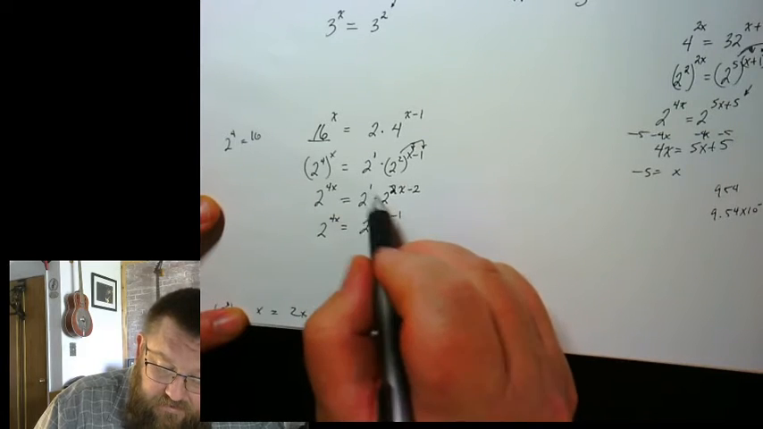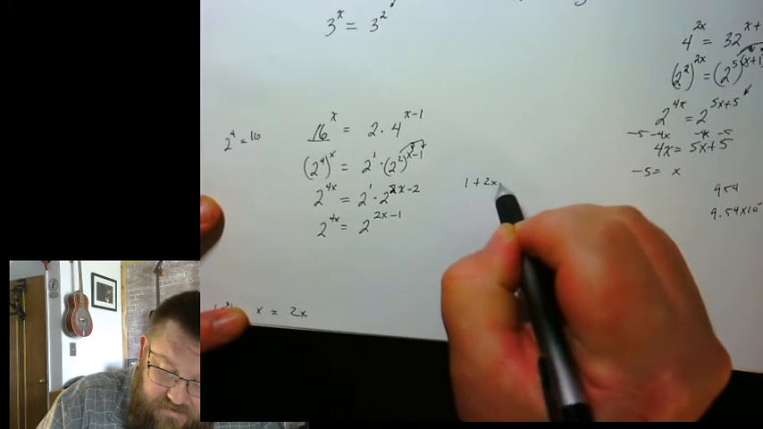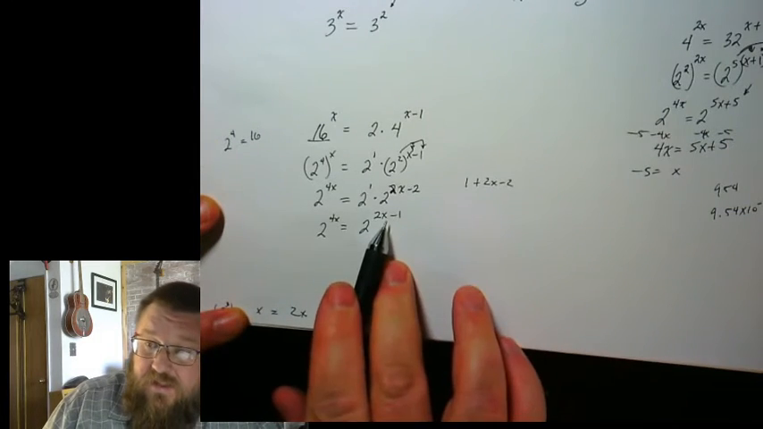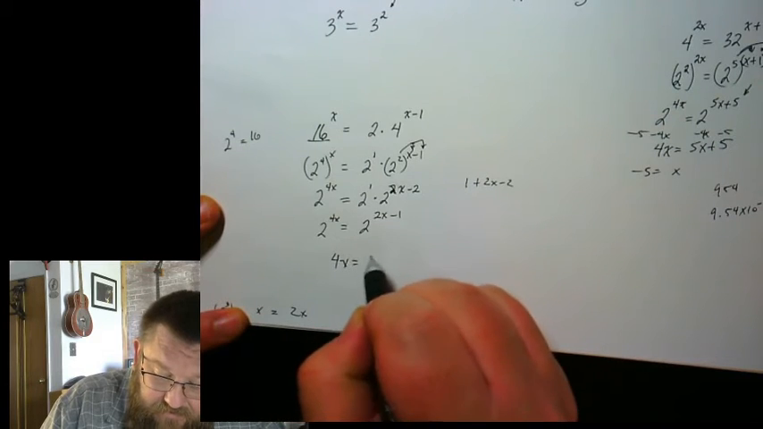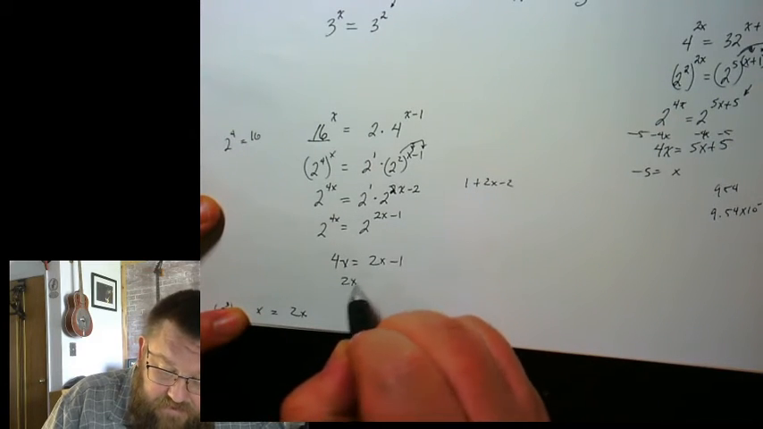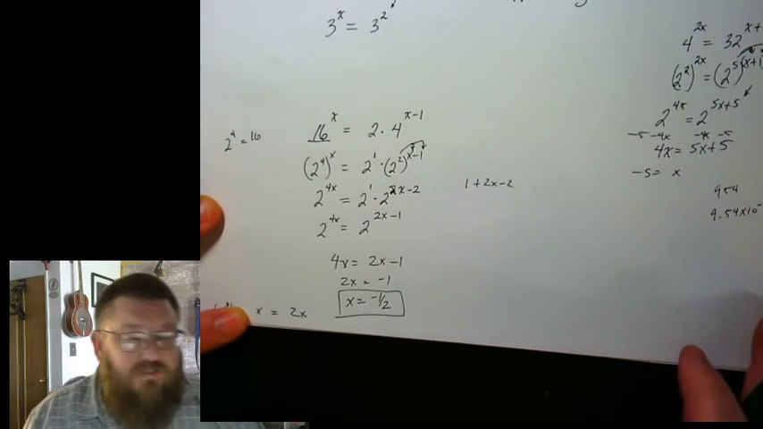Because this is 1 plus that. You have to add those exponents together. That's how you get this right here. So now, bases are finally the same. So 4x equals 2x minus 1. So 2x equals negative 1. x is equal to negative 1/2. Man, that's fancy right there.